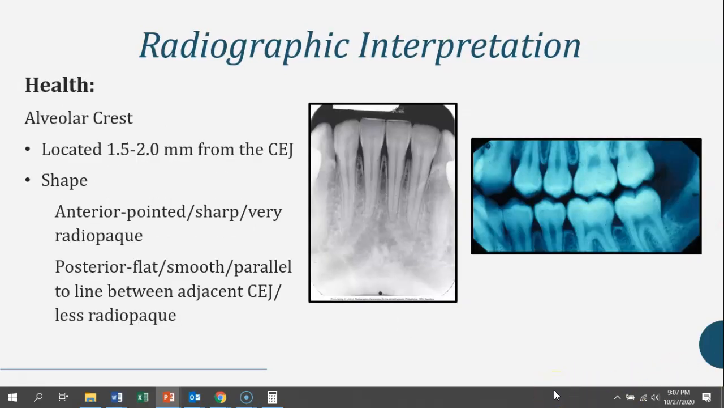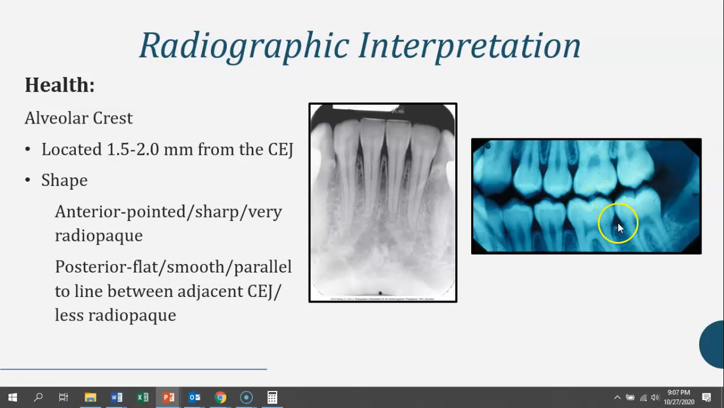So in health, when somebody has a healthy periodontium, the alveolar crest should be about 1.5 to 2 millimeters just below the CEJ. Really very close. The shape of it, if it's in the anteriors, should be pretty sharp and kind of pointy, and it should be pretty radiopaque because there's not a lot of space between the mandibular anterior teeth. And then in the posterior, it kind of flattens off a little bit, or it's maybe a little bit rounded. It kind of depends. It should be pretty smooth. It's generally fairly parallel to the lines between the CEJs.